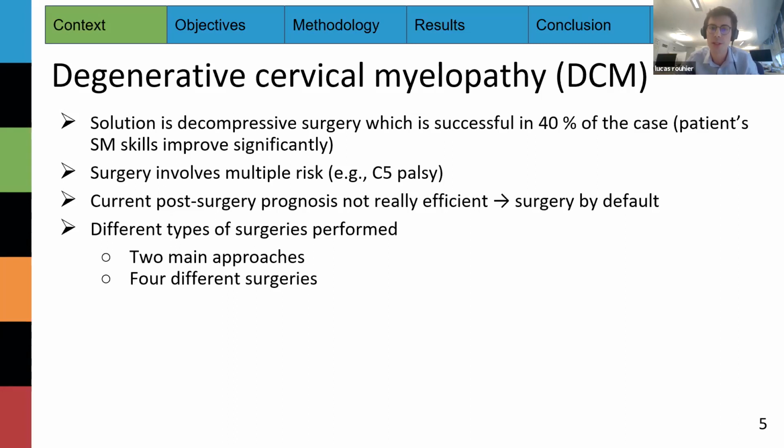Different types of surgery can be performed. There are two main approaches, which are anterior and posterior, and there are four main different types of surgery that are performed in the different cases. And it is more of a case-by-case selection by the practitioner, which adds to the fact that it's going to be complicated to predict the patient state, because it can depend on the surgery and on how the surgery goes.